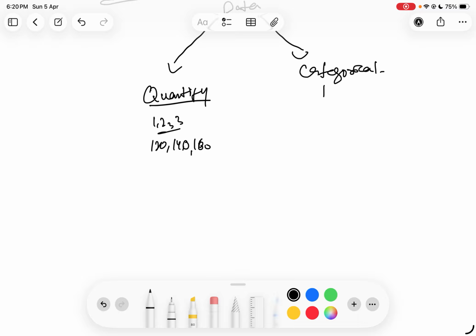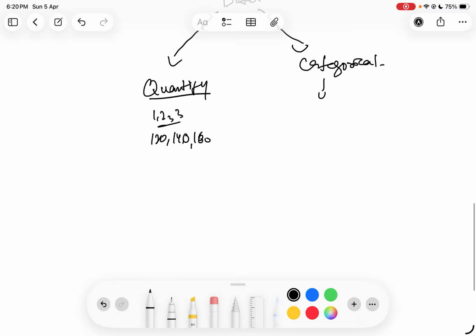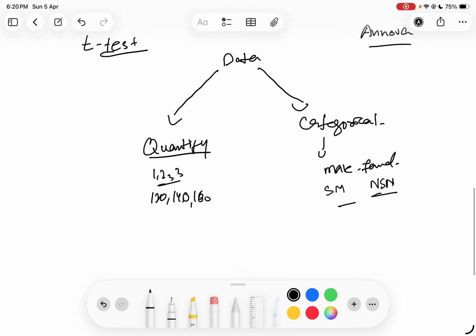What about categorical data? Categorical data is data that is represented by categories, like male and female, smokers and non-smokers.